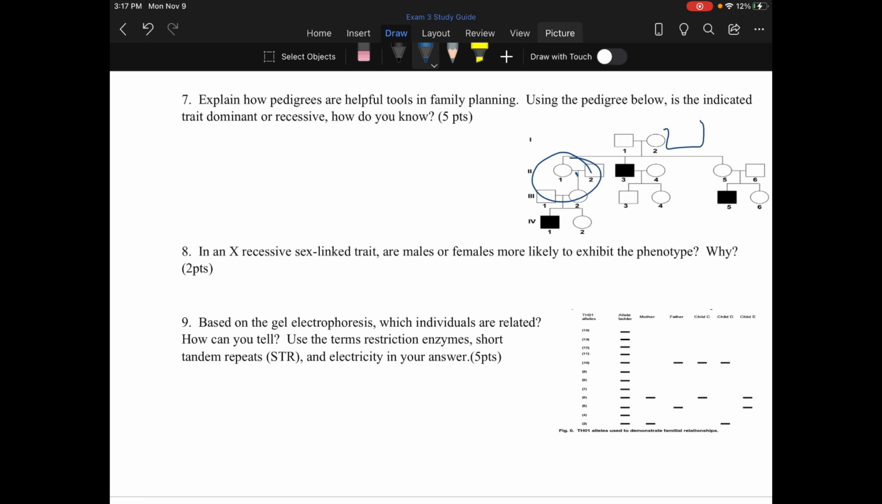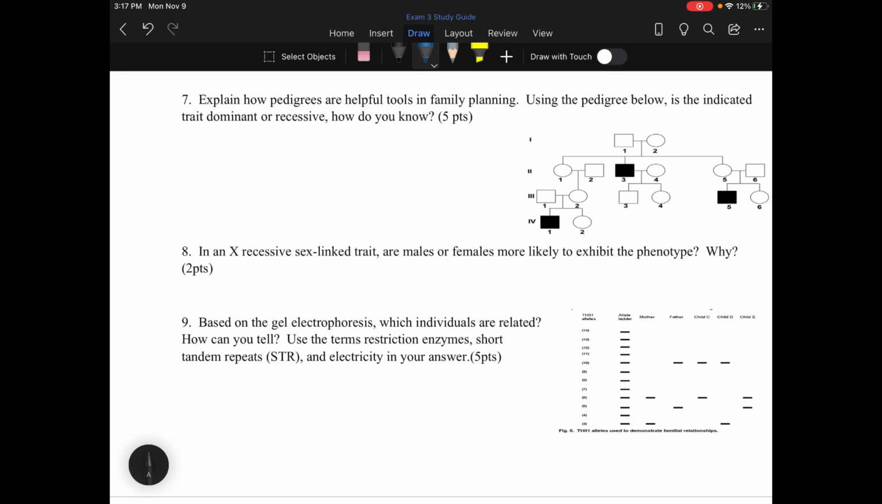Number 7, explain how pedigrees are helpful tools in family planning. Of course, they allow you to see whether or not your individual has a chance of passing on a trait that is part of their family line. Whether it's a disease or a good one, you can kind of tell the chances of that.